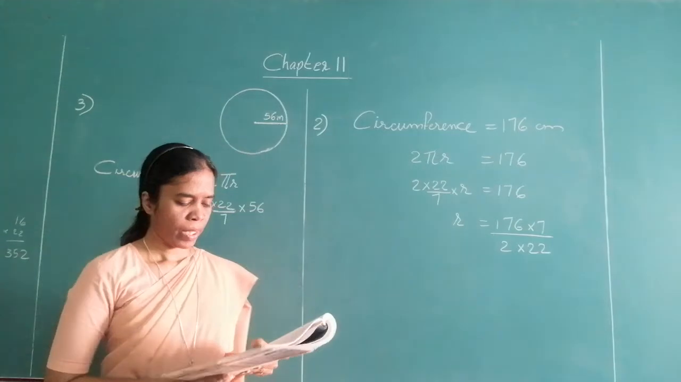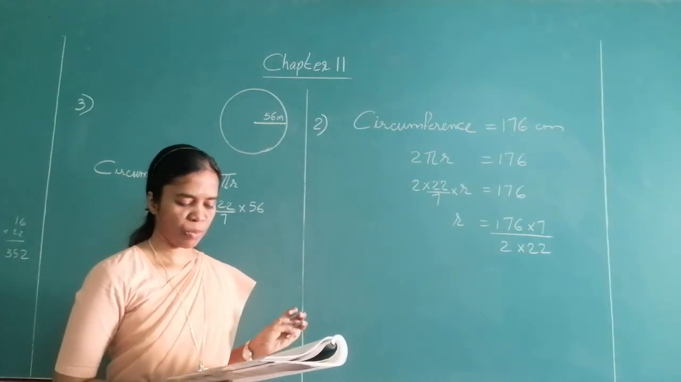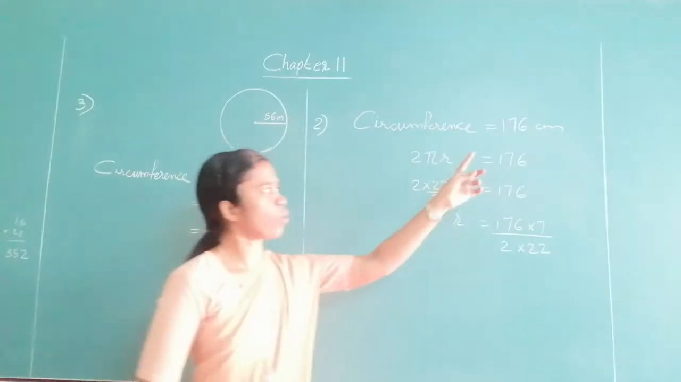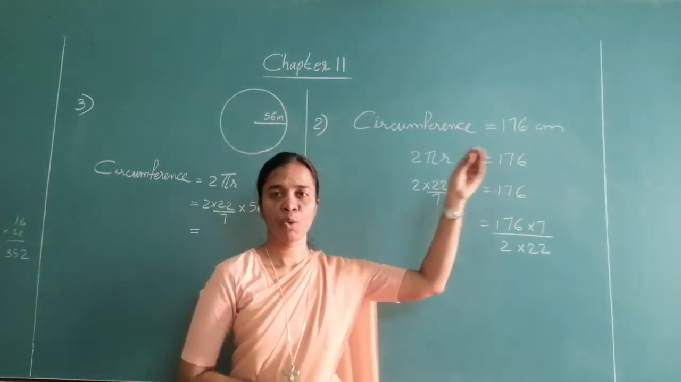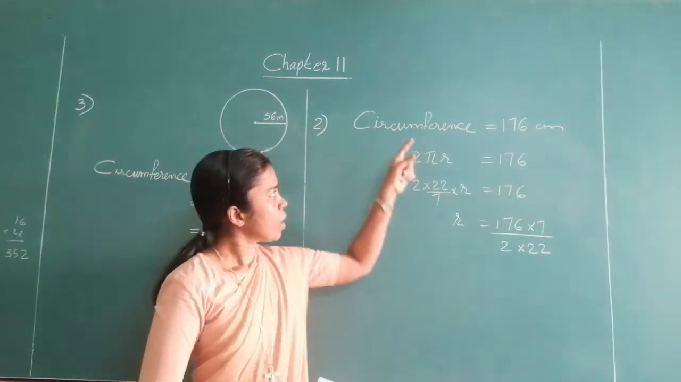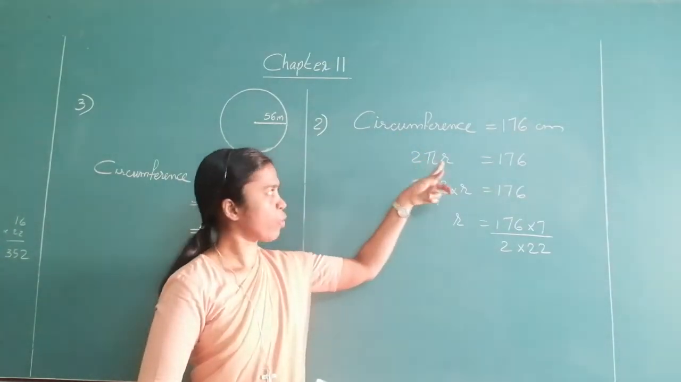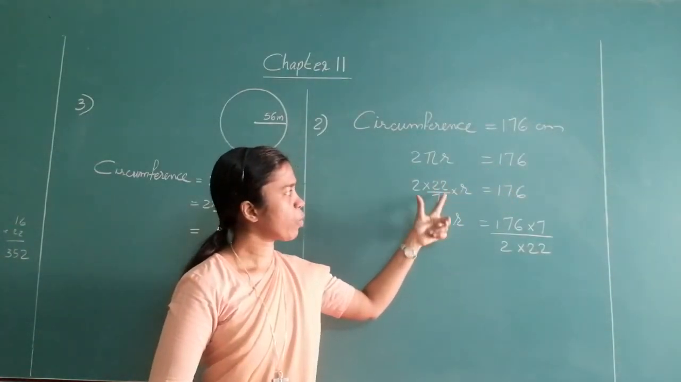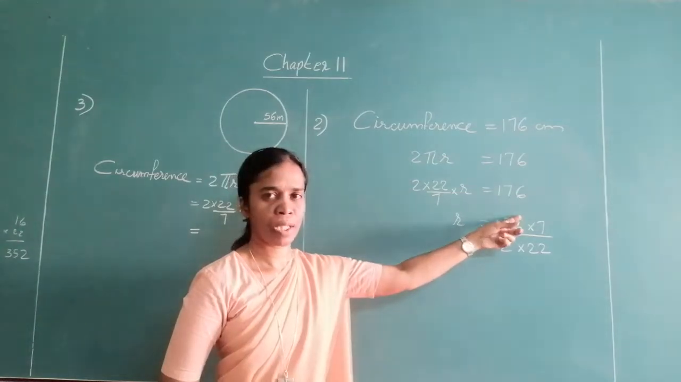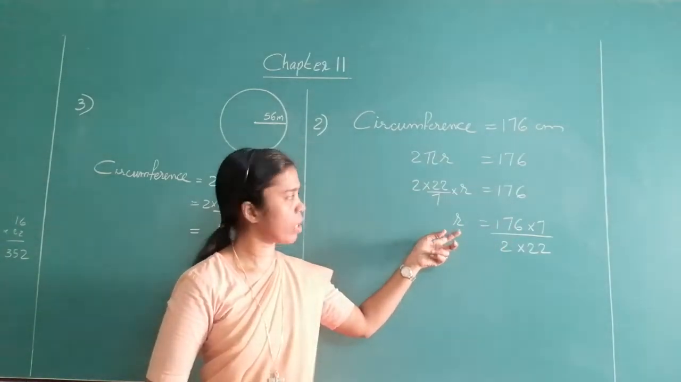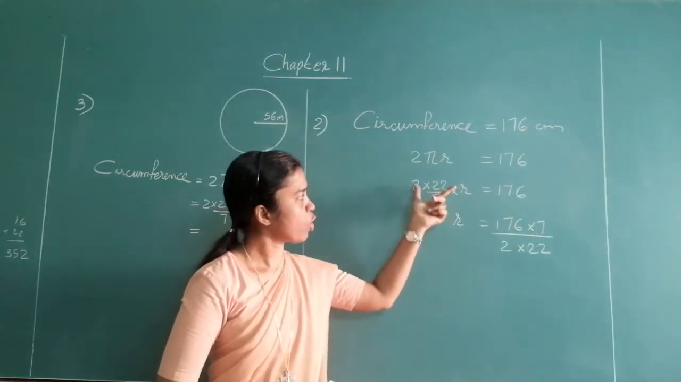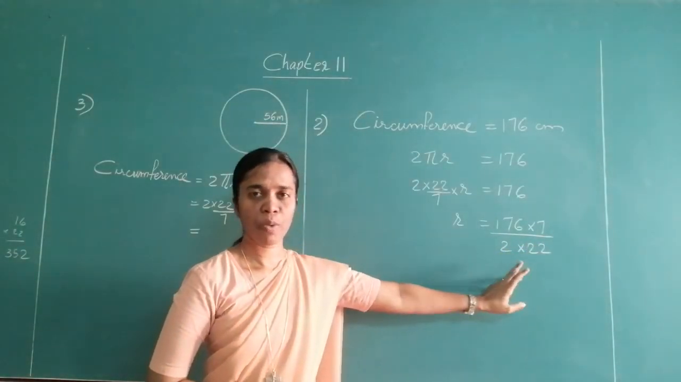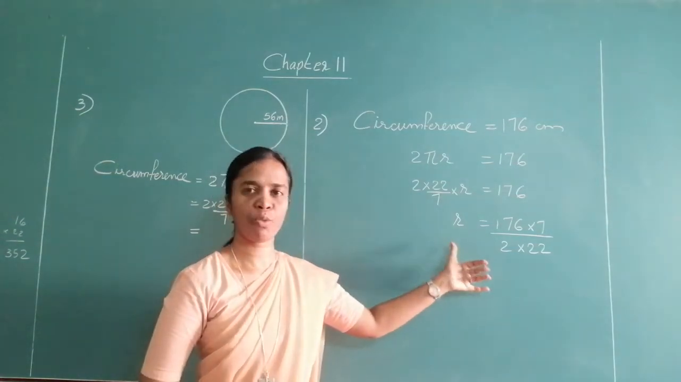Question number 2. If the circumference of a circle is 176 centimeter, find its radius. Circumference is 176 centimeter. Find its radius. Write the formula 2 pi r because you have to find radius, equal to 176. What is pi? 22 upon 7 equal to 176. Keep only r over here. Denominator comes in the numerator, numerator side the denominator. Whatever gets cancelled, cancel and you will get the answer. Find the value of r.